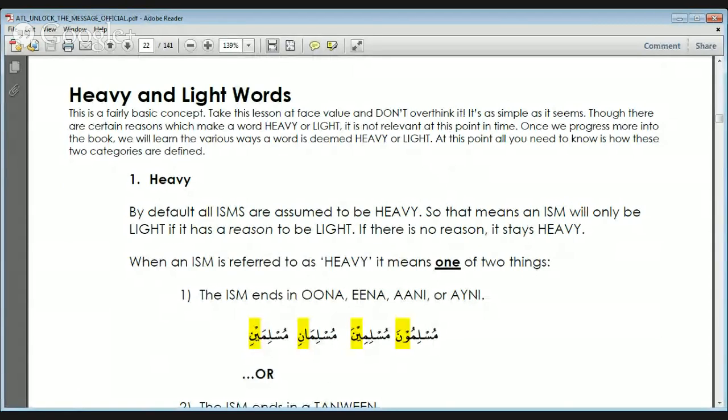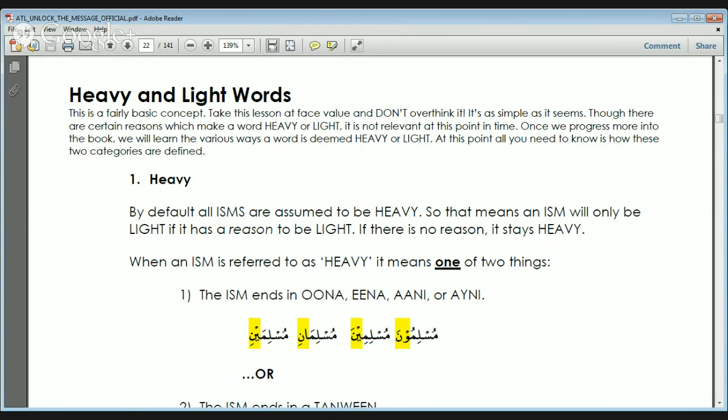Now, heavy and light words, it's as simple as I'm going to make it sound. Take the lesson at face value and do not overthink it. Meaning that whatever is written there is what it means. Now, whether you understand it conceptually, that's not my goal with this. It's for you to be able to apply it, and that's it. So don't try to understand it conceptually, because the concept is not made to be understood conceptually. It's made to be used in a very applicable fashion.